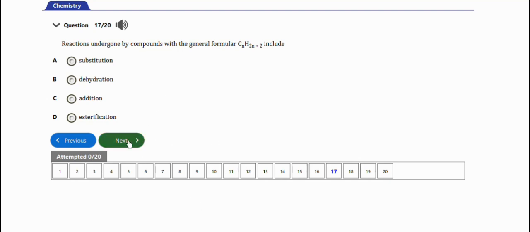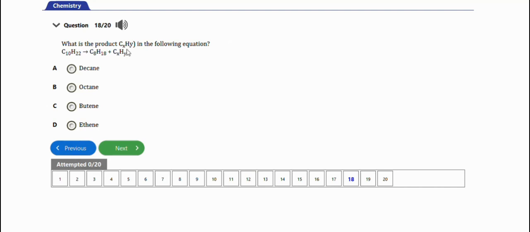The next question says, what is the product in the following equation? So in this equation, the product will be C8H18. When you express this on paper, you're going to write C8H18.